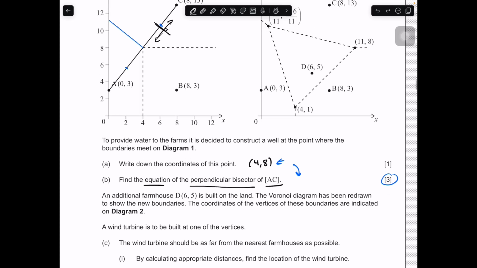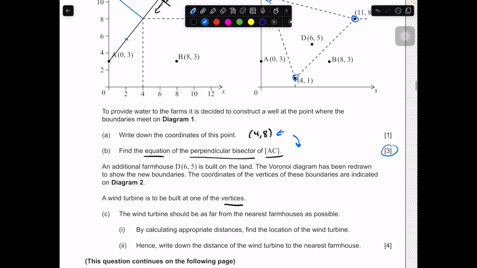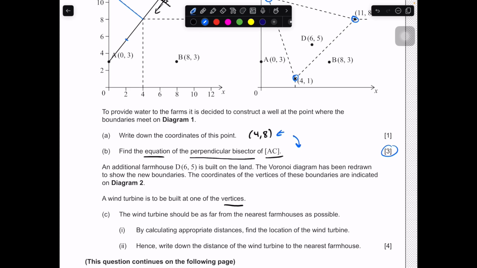Okay, the vertices are the corner points. So if we're talking about vertices, we're talking about these points, the points where the boundary lines meet. The wind turbine should be as far from the nearest farmhouse as possible. So this is what's called the toxic waste dump problem. The wind turbine should be as far from the nearest farmhouse as possible.